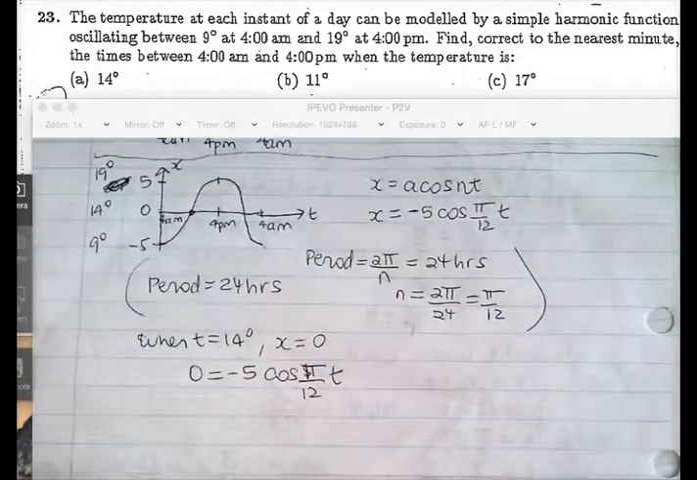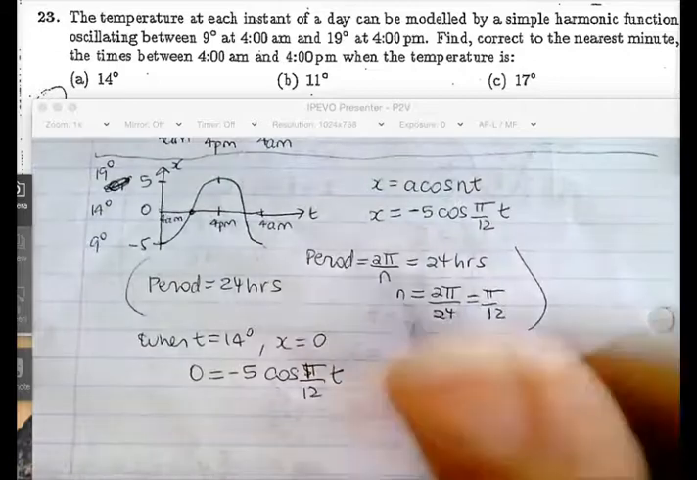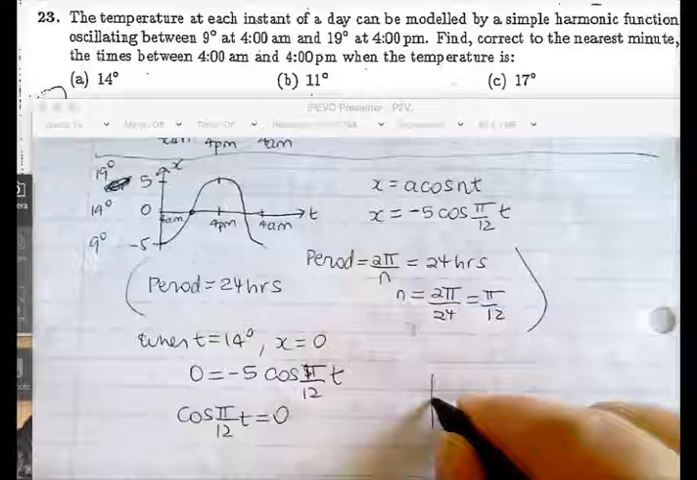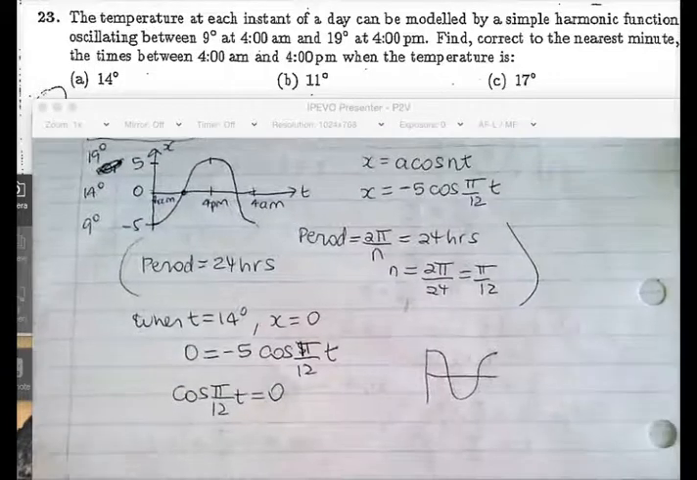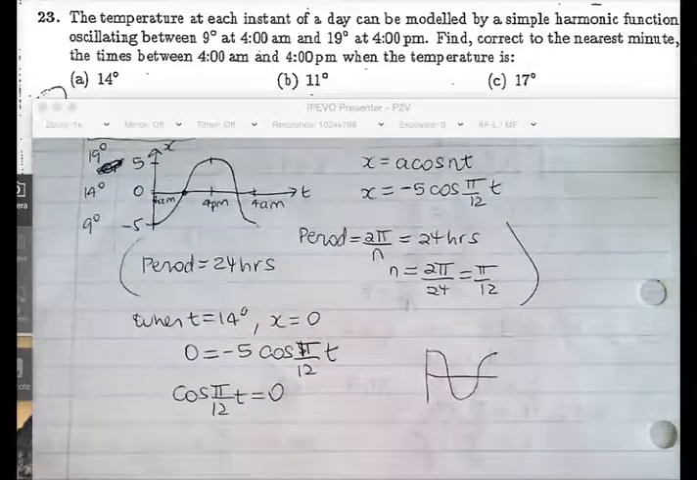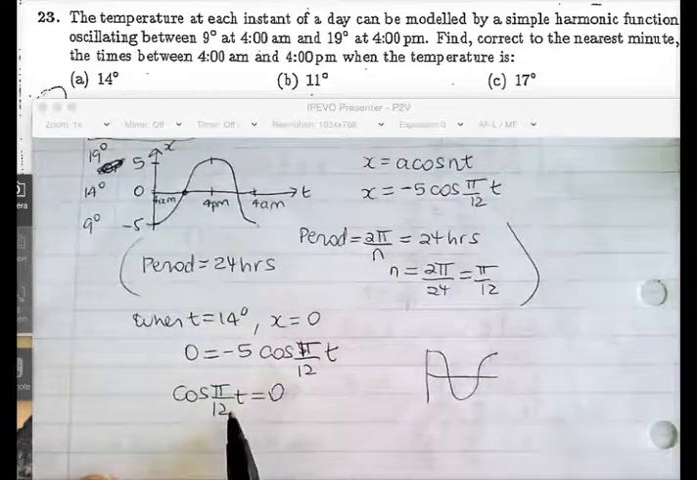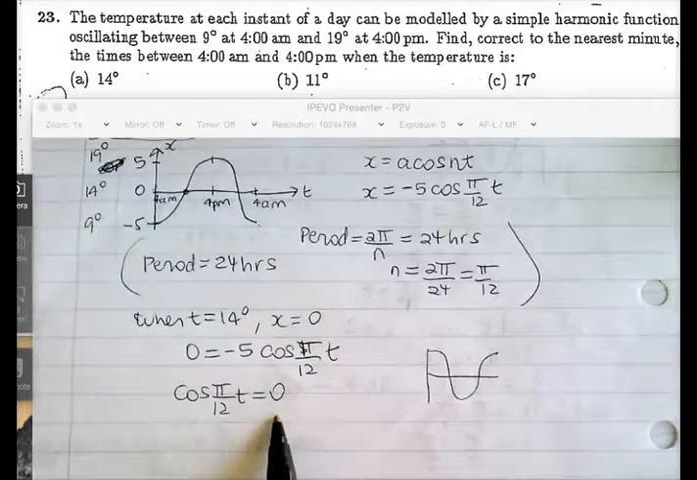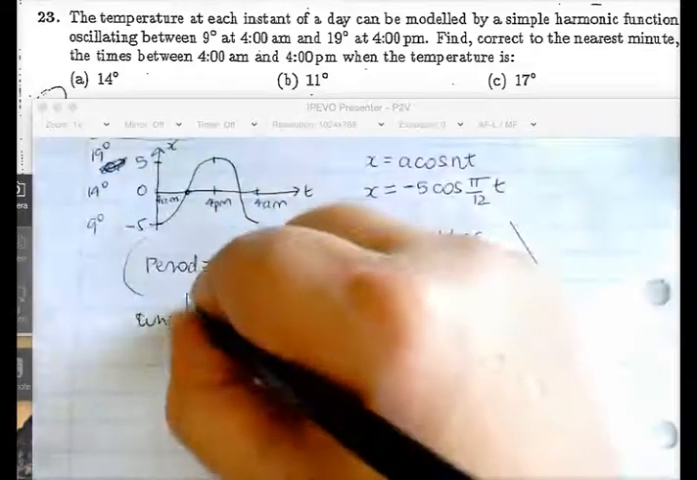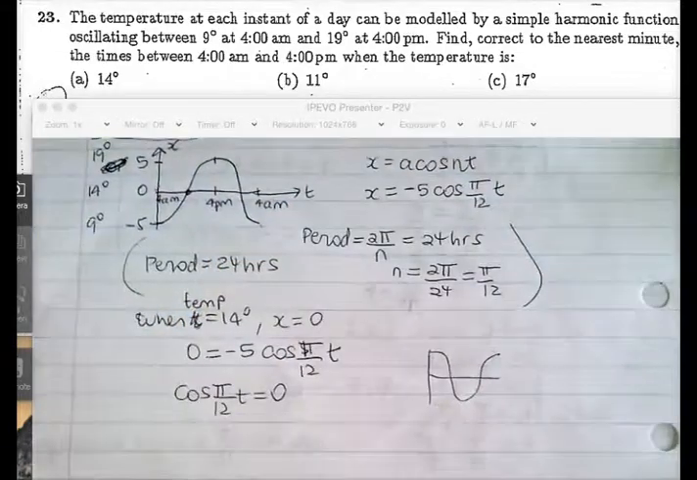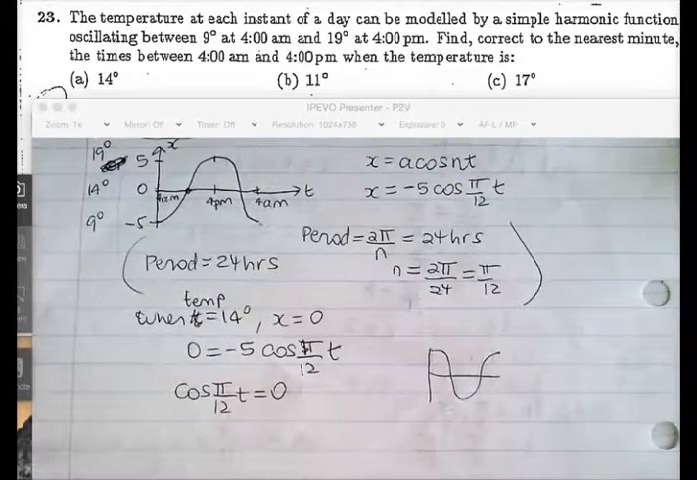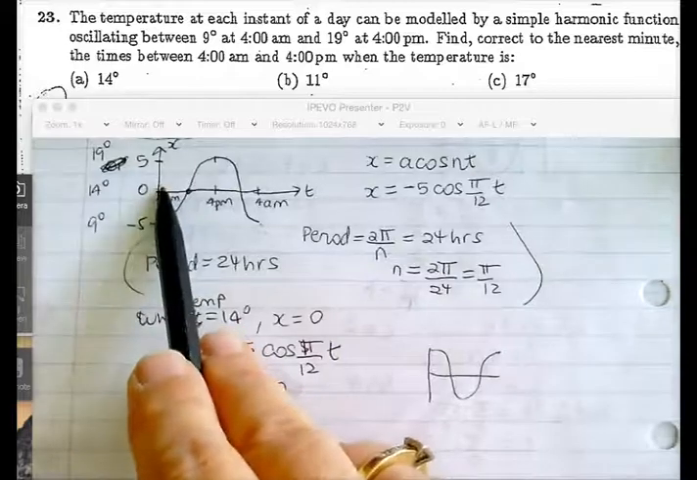What can I do now? Divide by -5. I've just got cos pi on 12t is 0. Cos of what is 0, girls? So this is what I don't get. Do you put -5 in here? You have 2 t's and they both mean different things. No, they don't mean different things. When the temperature's 14, x is 0. Can you see that from that graph?